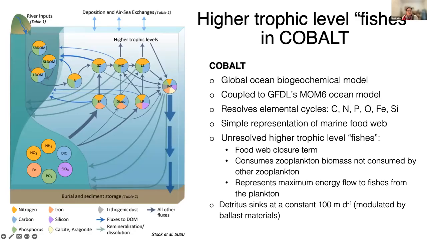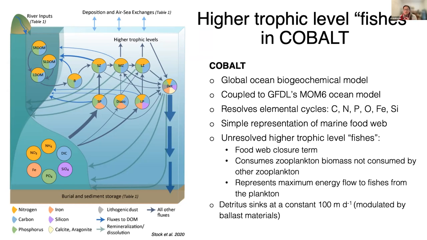So here we're using the ocean biogeochemical model COBALT, which is coupled to the GFDL MOM6 ocean model. It resolves elemental cycles of carbon, nitrogen, phosphorus, oxygen, iron, and silica, and has this relatively simple representation of the marine food web, which includes three zooplankton and three phytoplankton, as well as this unresolved higher trophic level term. So this term is this food web closure term, and I'm kind of calling these fishes. They consume zooplankton biomass that's not consumed by other zooplankton. So we can think about this term as representing the maximum energy flow from the plankton to fishes.